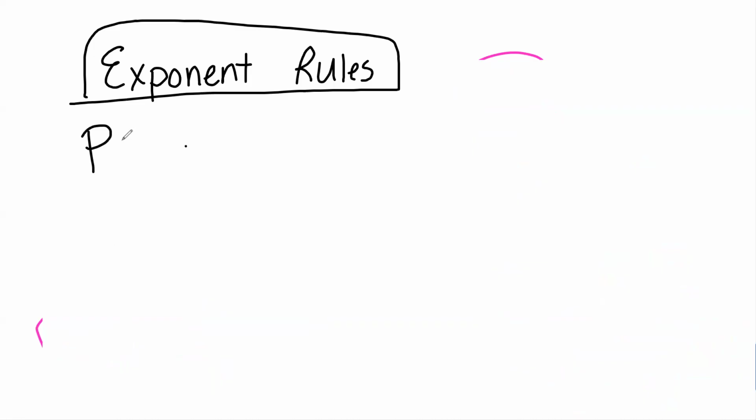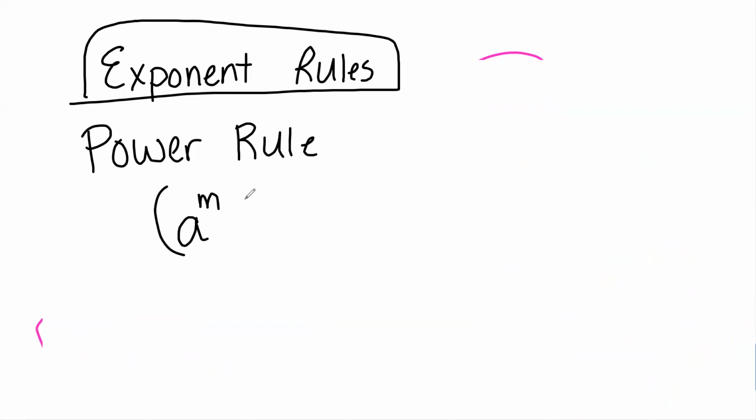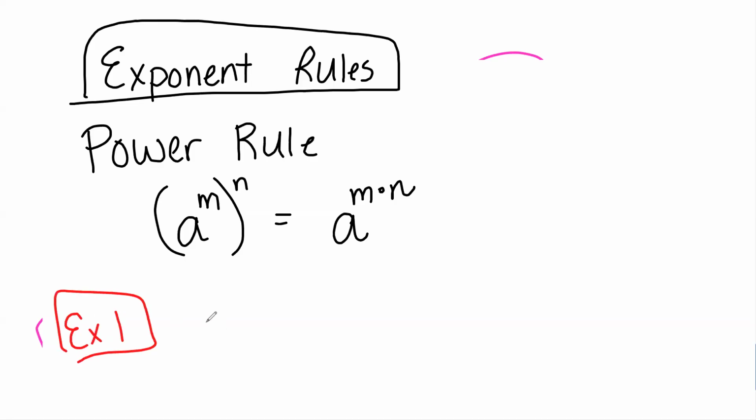So this is when we have an exponent raised to an exponent, like this: a to the m to the n. You're going to multiply, so this will be a to the m times n. So if we have x cubed to the fourth, keep the x and you multiply 3 times 4, and that's 12.